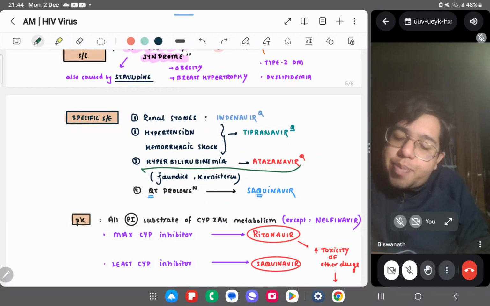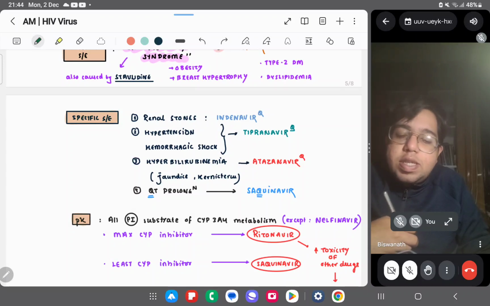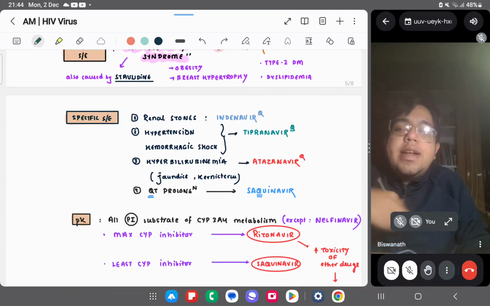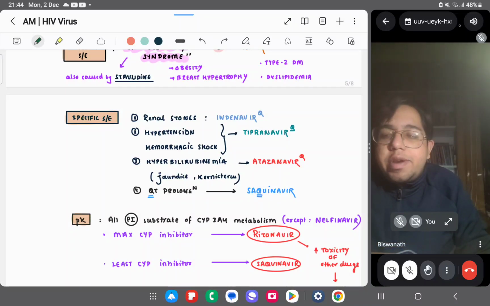I told you hyperbilirubinemia is caused by atazanavir. So atazanavir causes jaundice and kernicterus. And saquinavir, Q is there, right? So QT prolongation. QT prolongation is caused by saquinavir.